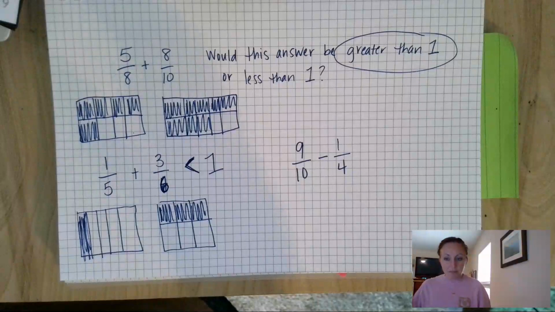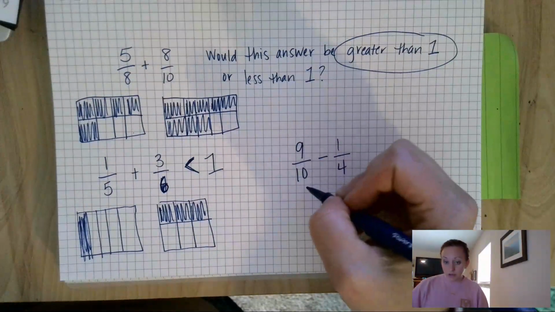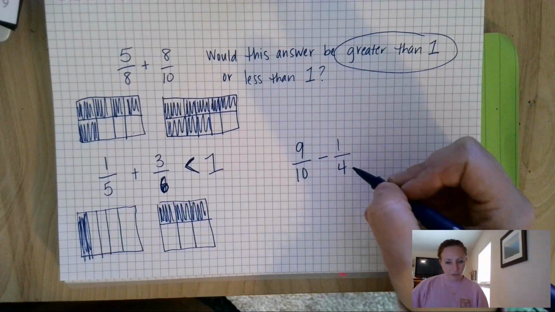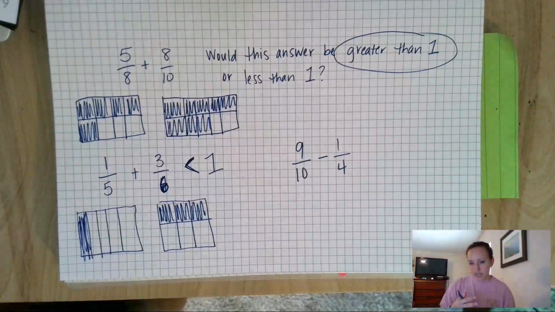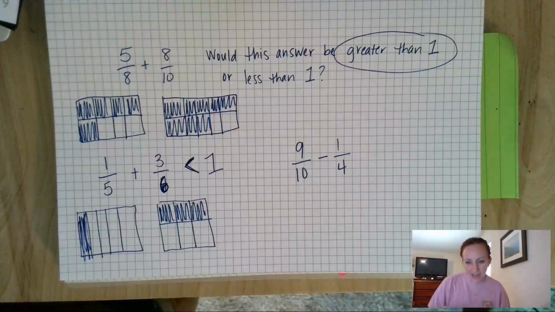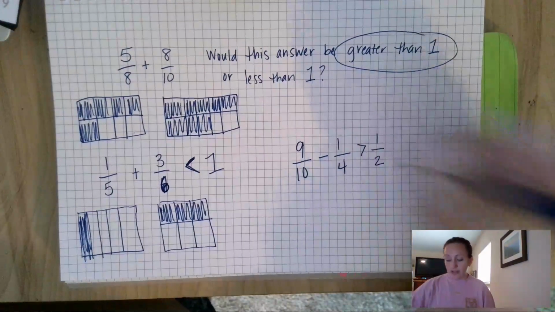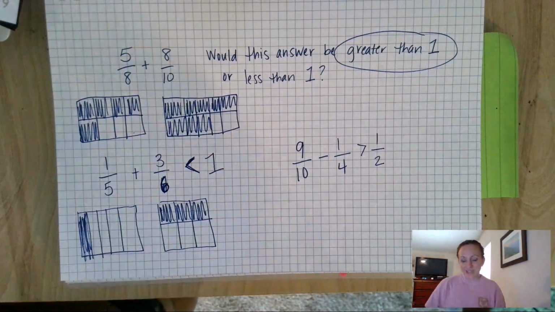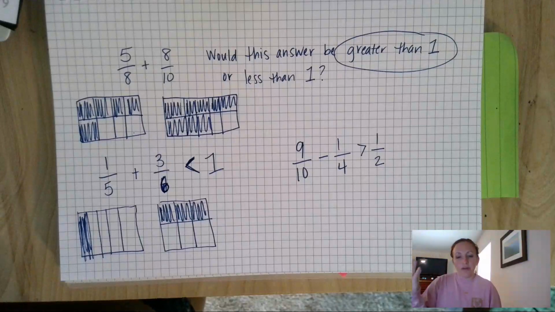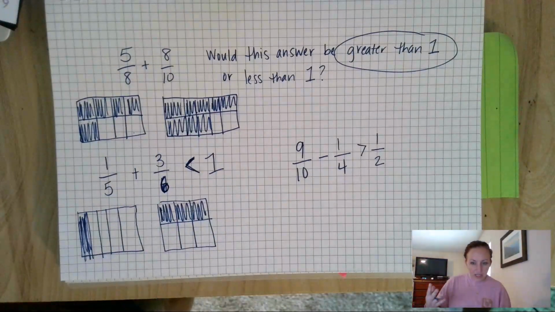Is the answer going to be bigger than 1/2 or less than 1/2? This is almost 1 whole, and I'm taking away 1/4. Well, I know 1/4 is less than 1/2, so if I have almost a whole and I'm taking away less than 1/2, it's still going to be greater than 1/2 left. All right? So you're, again, thinking like, what would be reasonable? What would be reasonable? That's kind of what you're thinking with all of these.